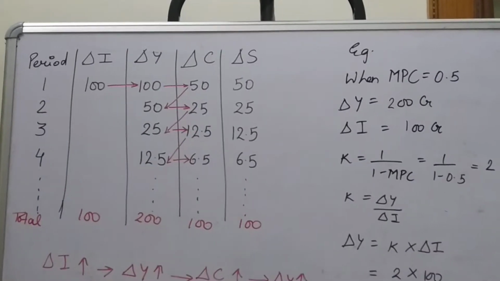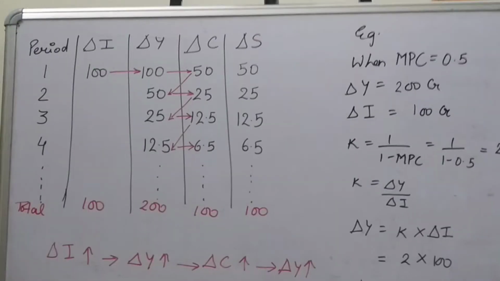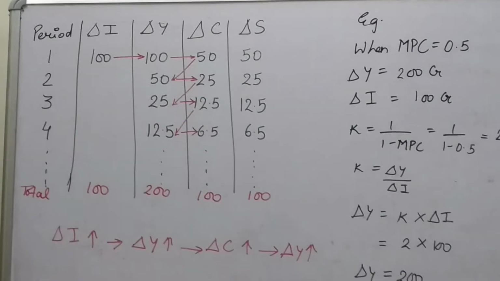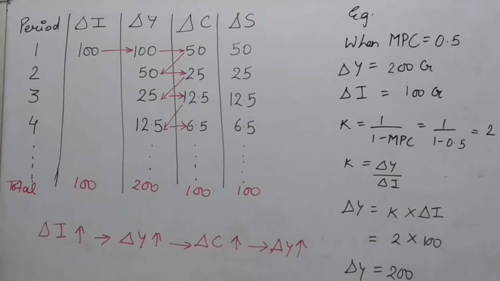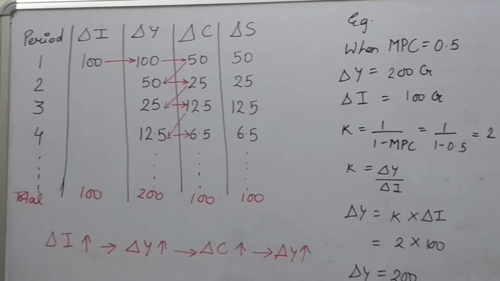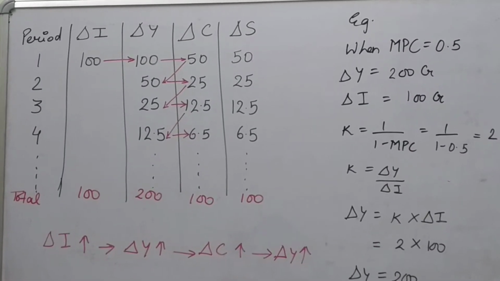First of all, here the rounds are given. First of all, the investment which is changed in the economy, that is 100 crore. That means this table shows that additional investment increases by rupees 100 crore. In the first part you can see delta I is written over there. So investment increases by rupees 100 crores, so there will be a change in the income by rupees 100 crore.